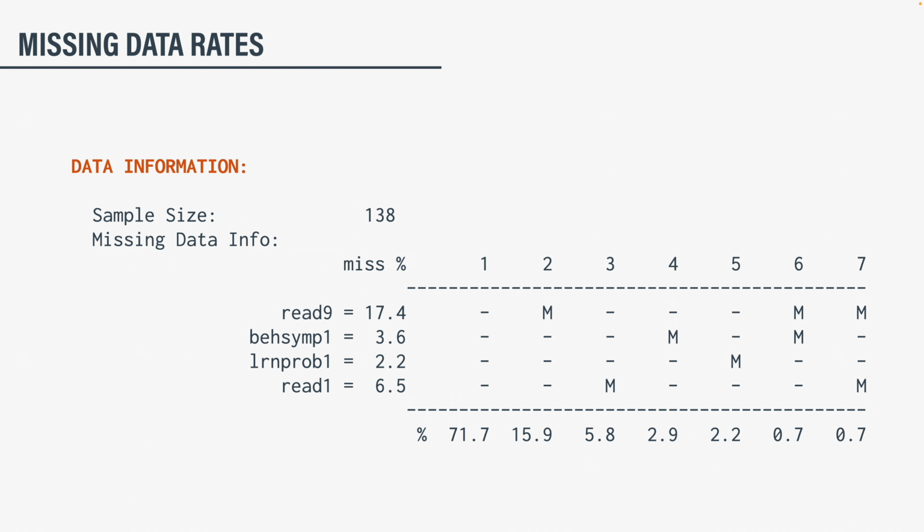I want to start by looking at the missing data rates because this can narrow our search for auxiliary variables. One thing we know from the literature is that there has to be a substantial amount of missing data in order to benefit from including auxiliary variables. In this analysis, I would focus on the dependent variable read 9, which has about 17% of its observations missing. I wouldn't worry too much about the other variables because there isn't much missing information to recoup.